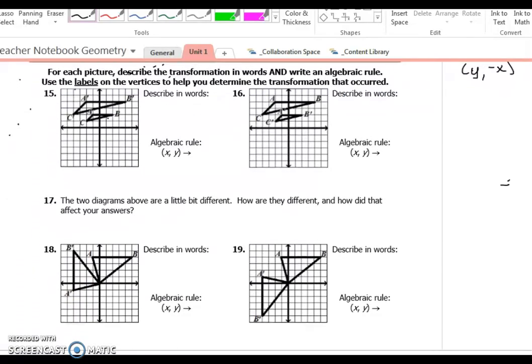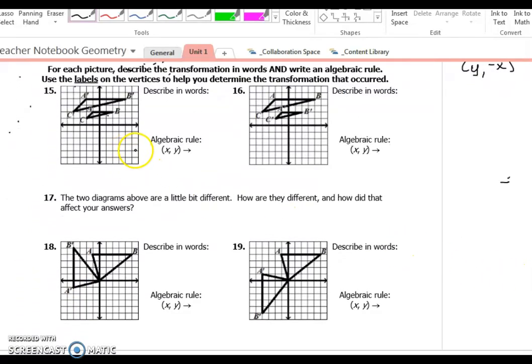All right, 15 and 16, it says for each picture, describe the transformation in words and write an algebraic rule. Use the labels on the vertices to help you determine the transformation that occurred. Well, both 15 and 16, you should recognize right away that the shape has changed size. So anytime it changes size, it's a dilation. You have to pay attention, right? So in this one, you start at A, and this one you also start at A, but you start without the primes. You've got to pay attention to that.